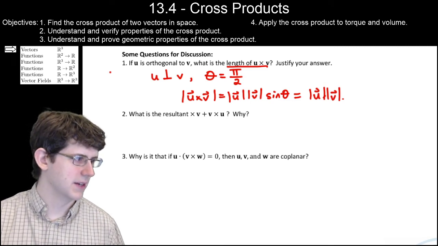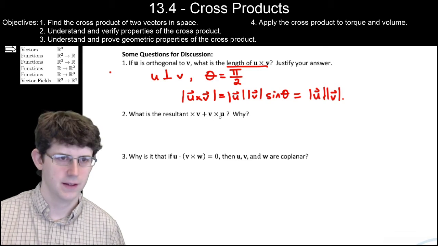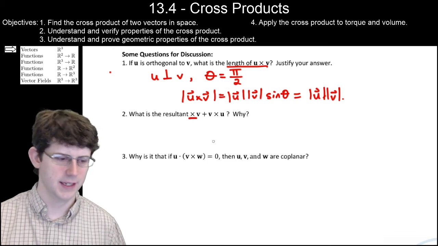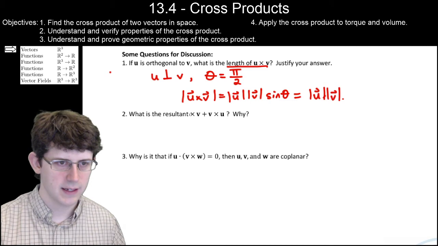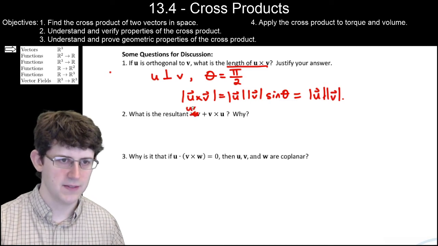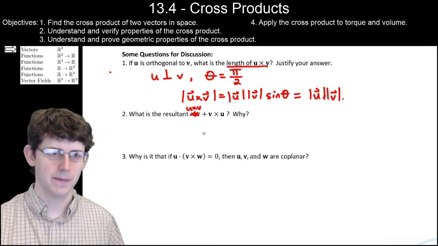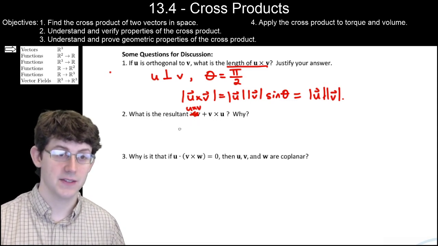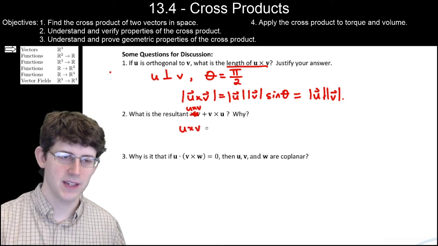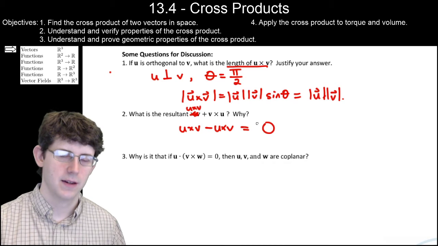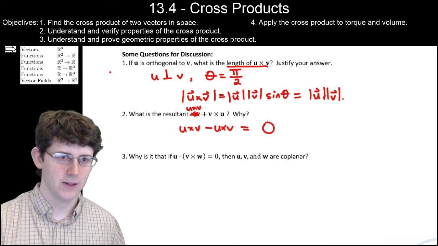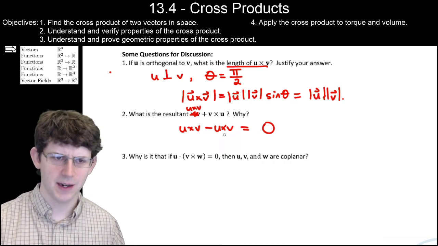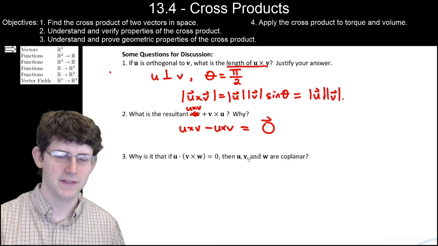I do not know what's going on with this. This looks like some kind of typo. This looks like it's supposed to be u cross v plus v cross u. If you take u cross v plus v cross u, well, v cross u is the opposite of u cross v. So you end up with u cross v minus u cross v, and you get 0. One small thing here, this 0 is a little bit confusing, but cross products are vectors, so the end result should be a vector.